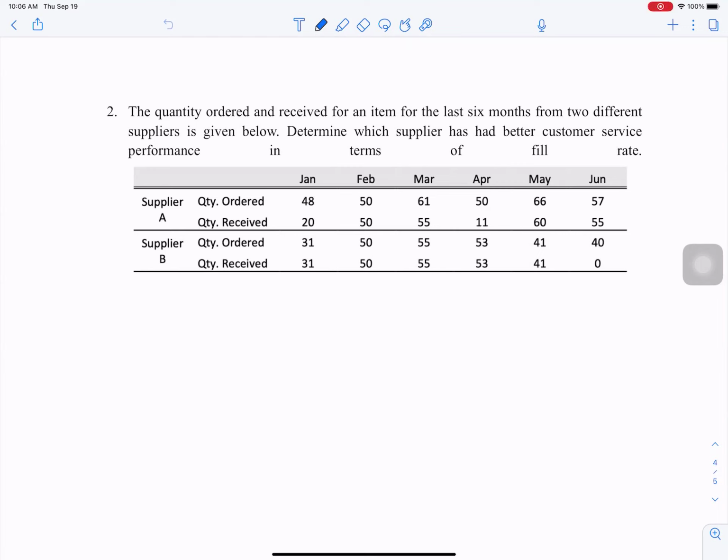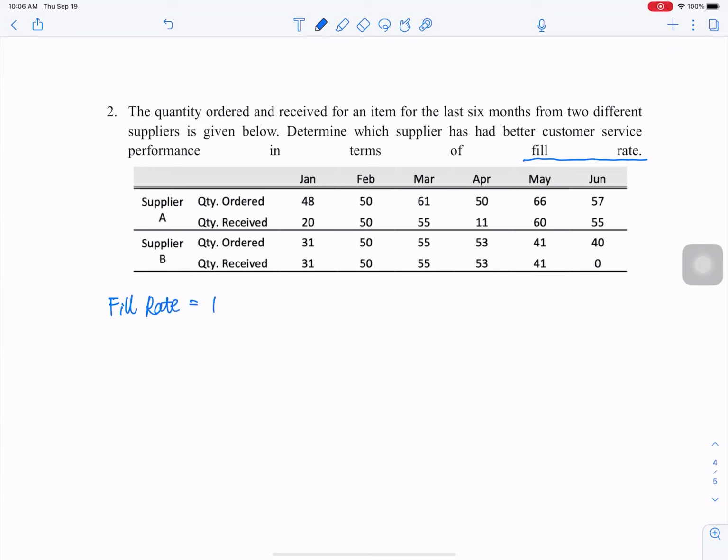Good morning, everyone. Today I will go through question 2 to 4. So firstly, let's go through question 2 together. The question is asking us to calculate the fill rate, right? And then the question asks us to compare the two customer service performances for these two suppliers in terms of fill rate. So if we want to calculate fill rate, let's firstly recall the formula for it.